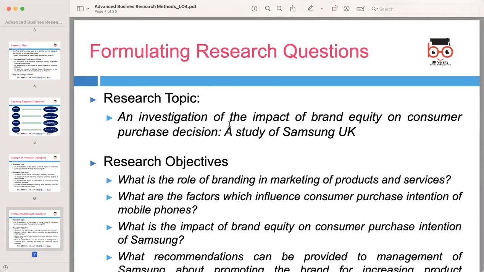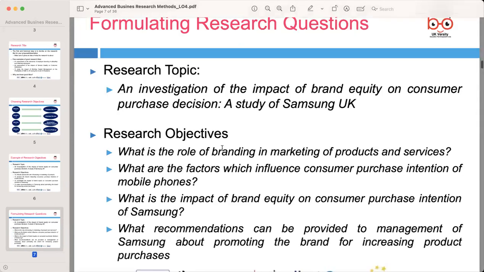Understanding the impact of brand equity on consumer purchase decisions is key for companies like Samsung. So by examining the role of brand in marketing, identifying influential factors in consumer purchase intentions, analyzing the impact of brand equity, and implementing strategic recommendations, Samsung can effectively promote its brand and drive product purchases in the comprehensive UK market.